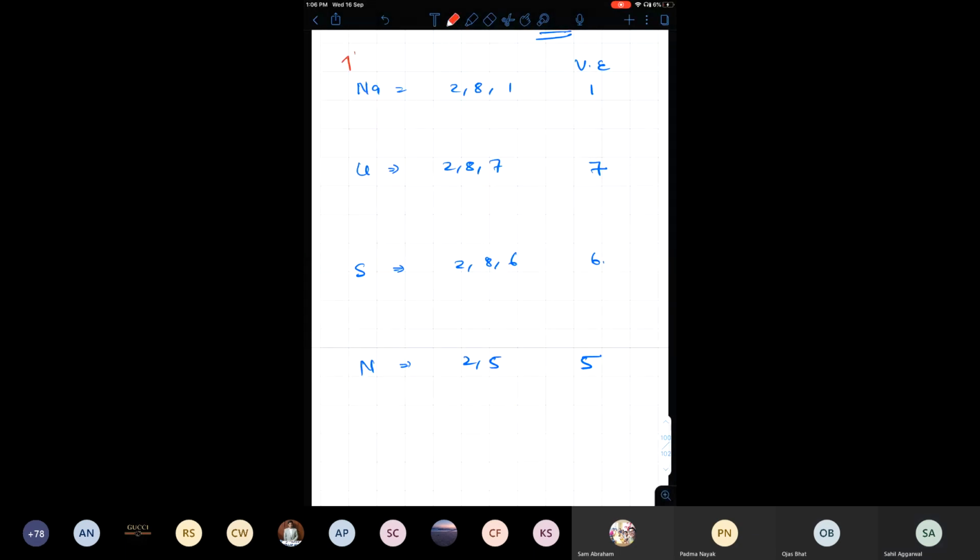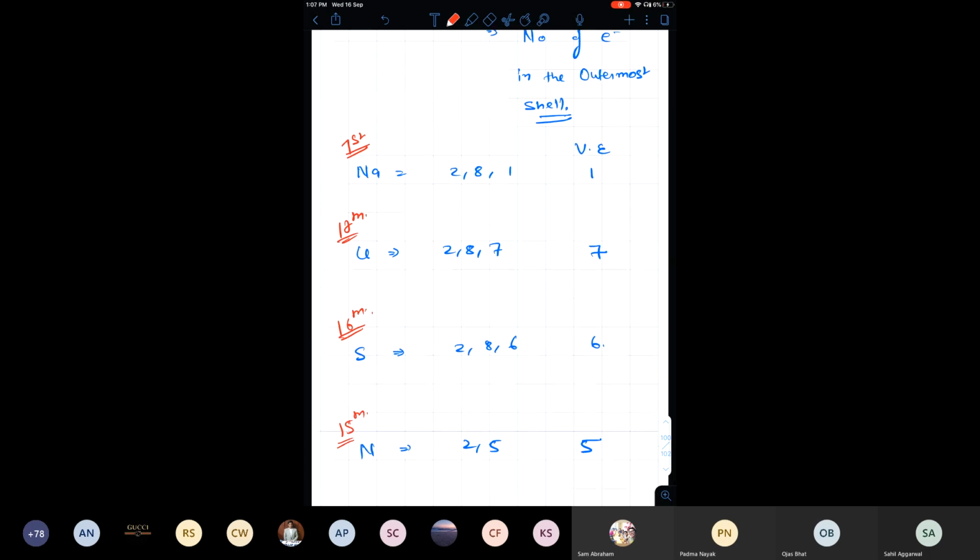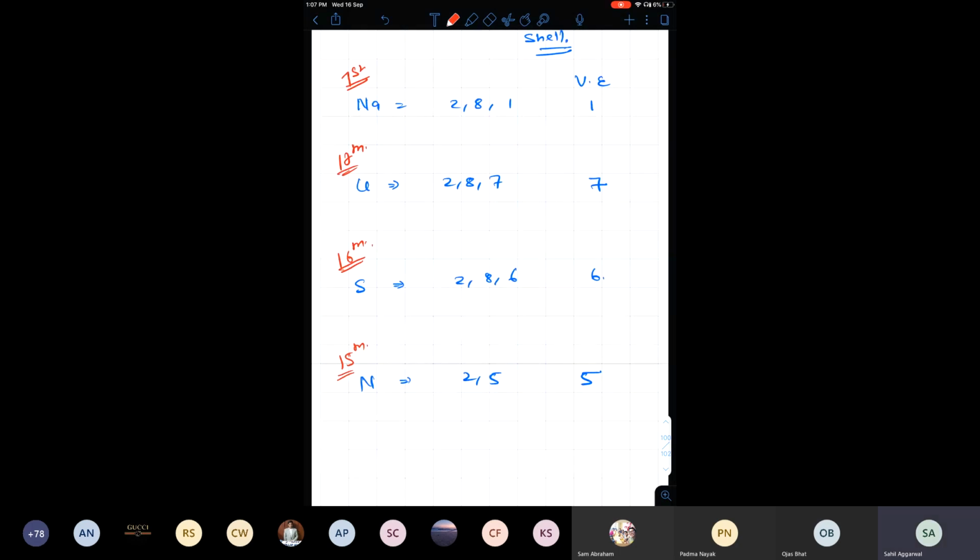That means first group element will have valence electron 1. 17th group element will have 7 valence electrons. 16th group element will have 6 valence electrons. 15th group element will have 5 valence electrons, and so on. Understood?